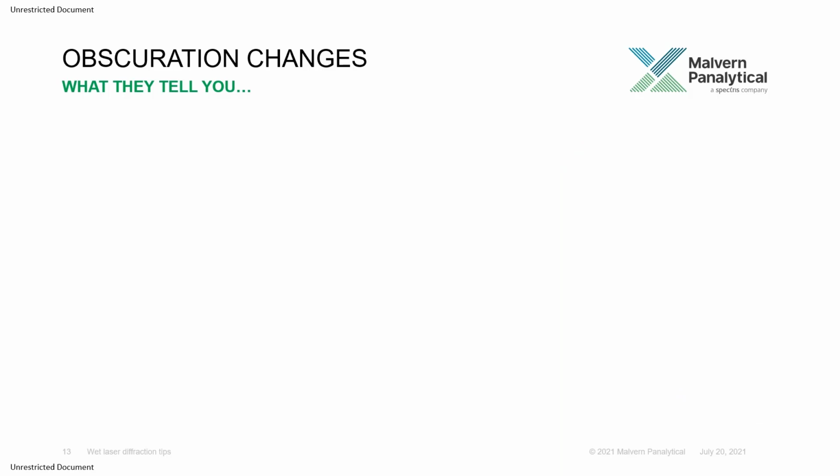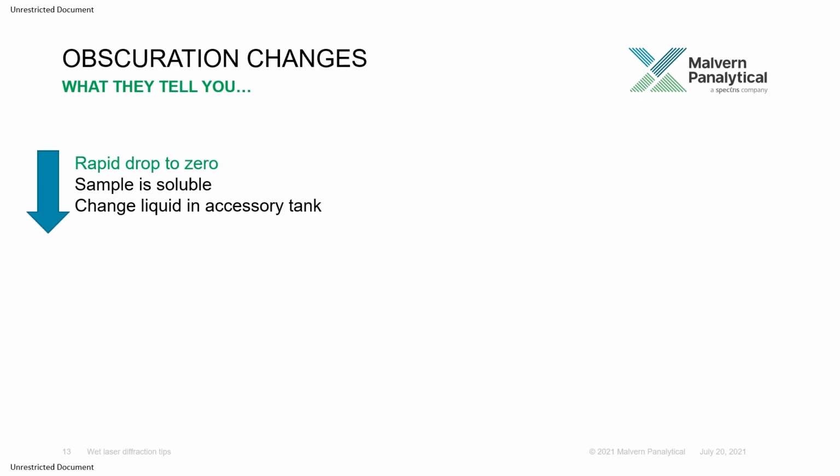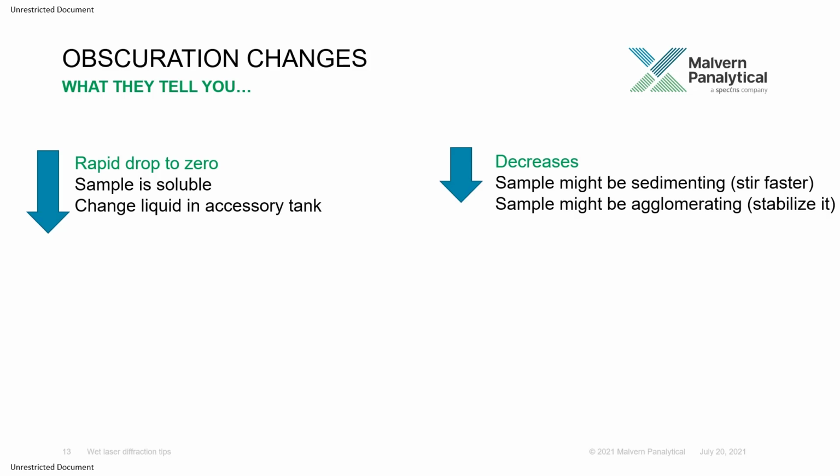Let's first look at obscuration changes. When you see the obscuration rapidly dropping to zero, that means the sample is soluble. You need to change the liquid in the tank. If the obscuration is decreasing, the sample might be sedimenting and you need to stir faster, or the sample is agglomerating. You need to stabilize it. Use a dilute solution of sodium hexametaphosphate or sodium pyrophosphate.